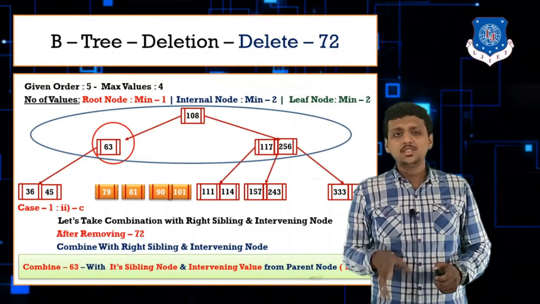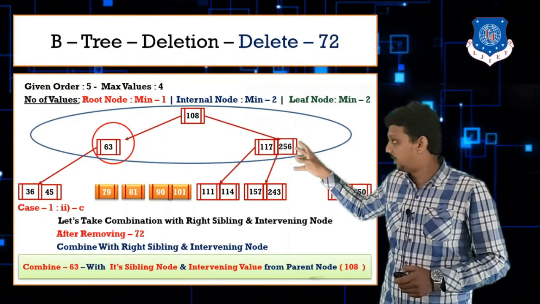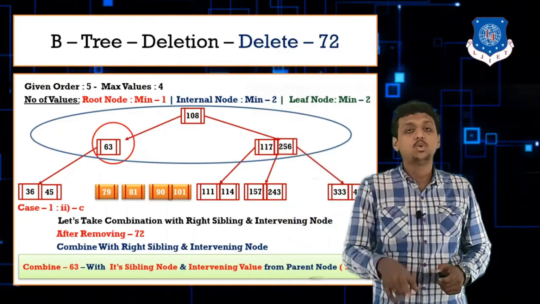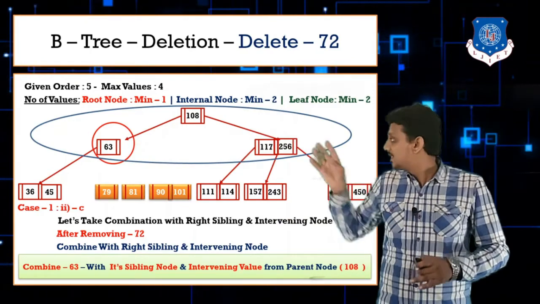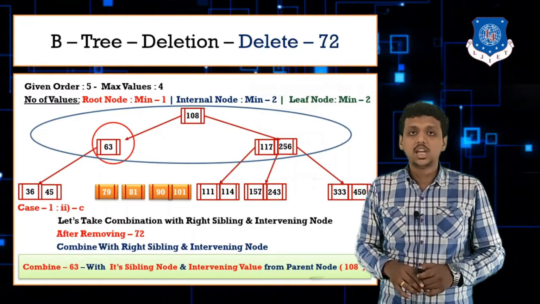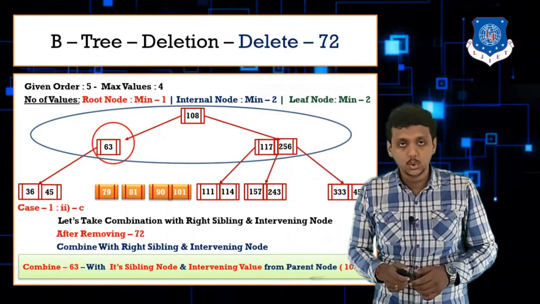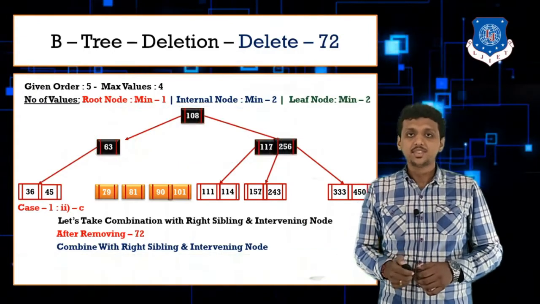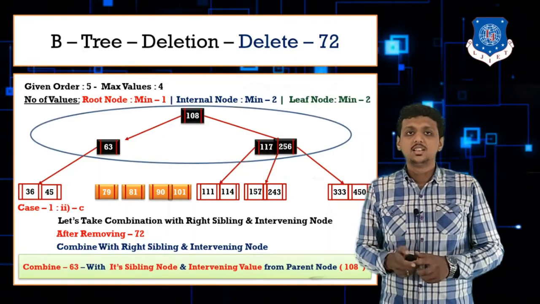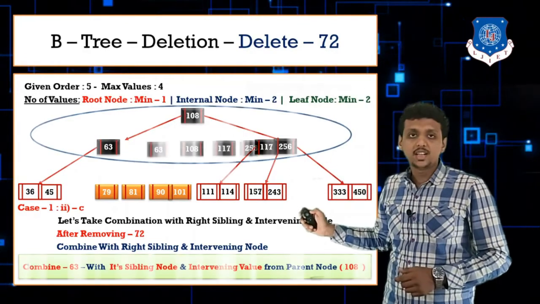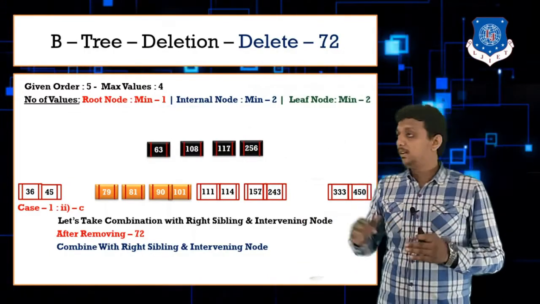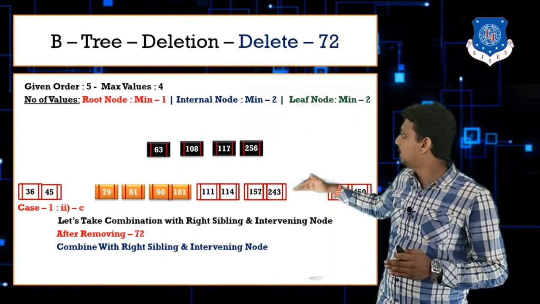So why am I doing such operations? Because after taking 81 down, 63 becomes alone. That's why I need to combine 63 with its sibling node, and the intervening value of the parent node. So here it is. These all four values are going to combine together, and it goes like this. Here it is. So now if you can see, the first level is gone, only two levels are there.